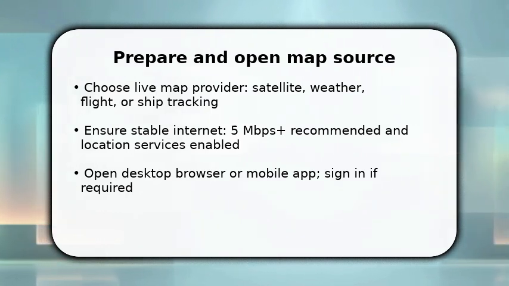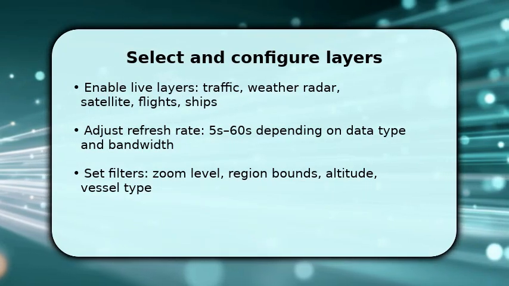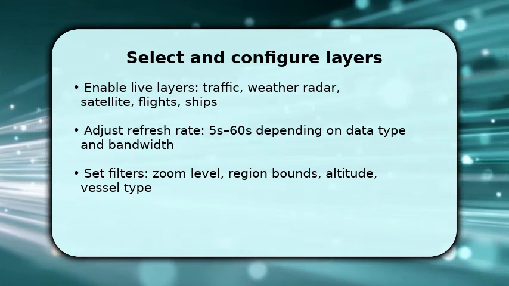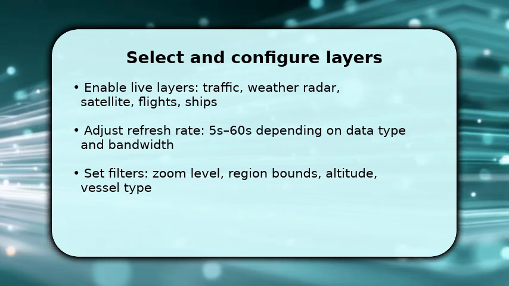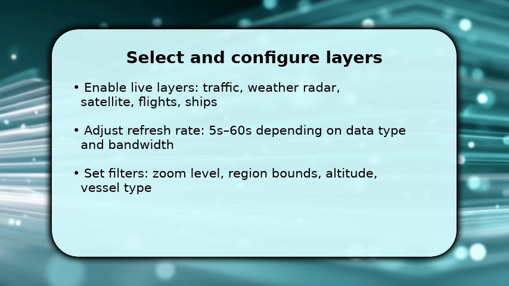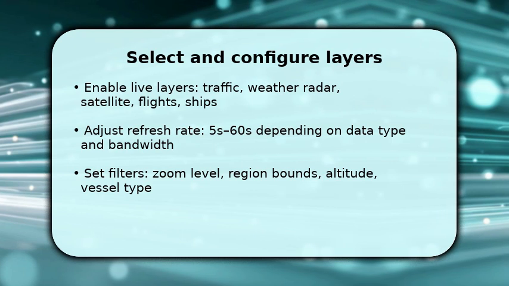Now load the default globe or map layer and prepare to select live data layers. Now add the live layers you need and configure how often they refresh. For fast-moving targets, use a 5 to 15 second update. For weather or traffic, a 30 to 60 second refresh is fine to save bandwidth. Apply filters to reduce clutter, limit by region, altitude, or vessel type so the feed stays readable.